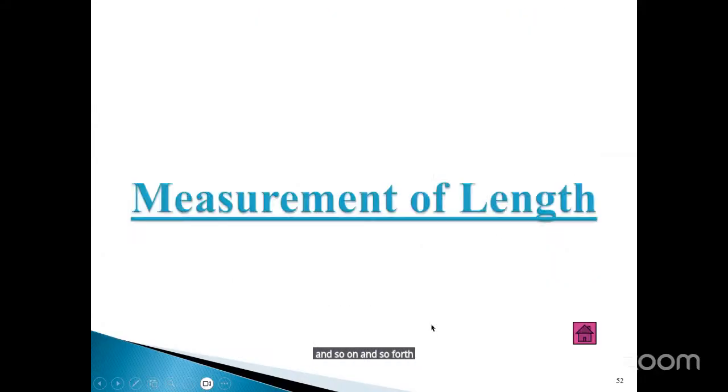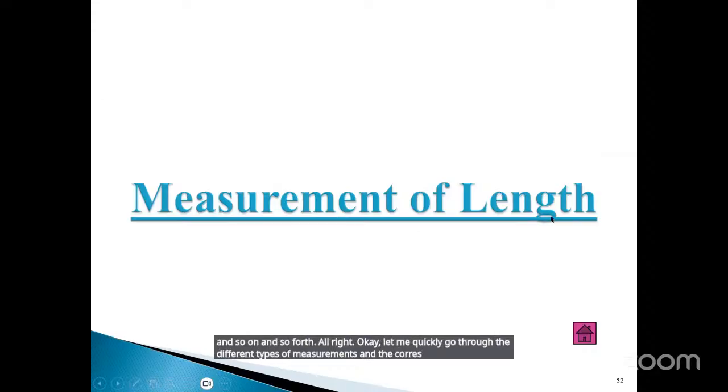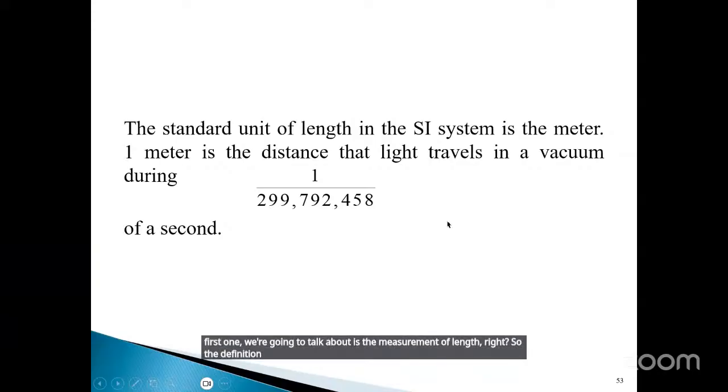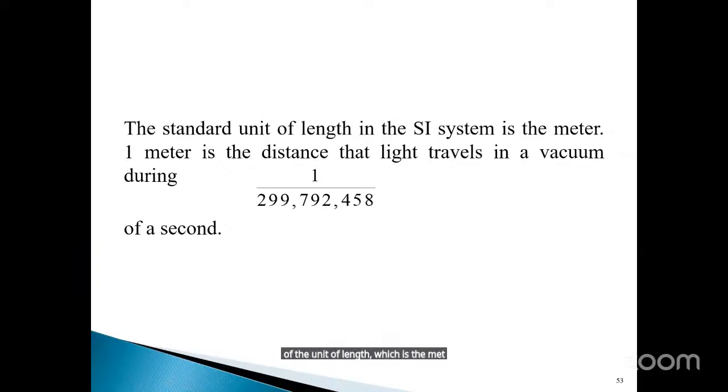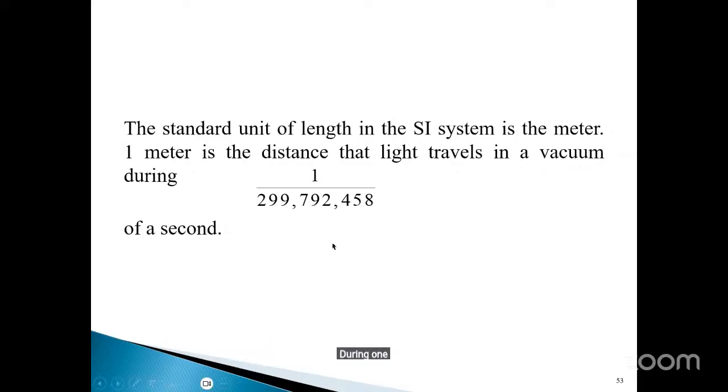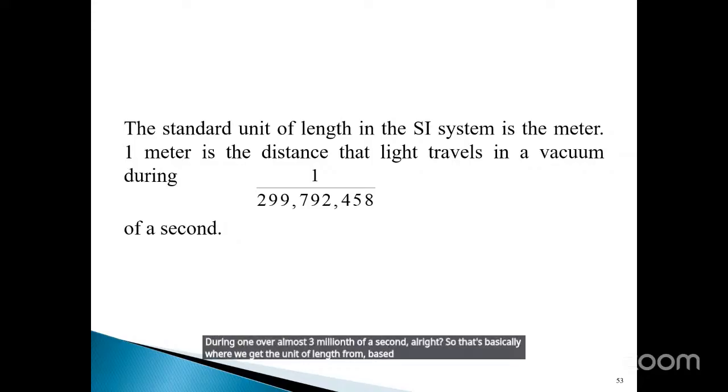All right? Okay, let me quickly go through the different types of measurements and the corresponding metric units. The first one we're going to talk about is the measurement of length, right? The definition of the unit of length, which is the meter, is based on the behavior of light, actually the speed of light. Basically, it is the distance that light will travel in a vacuum during 1 over almost 3 millionths of a second, all right? So that's where we get the unit of length from, based on the speed of light.